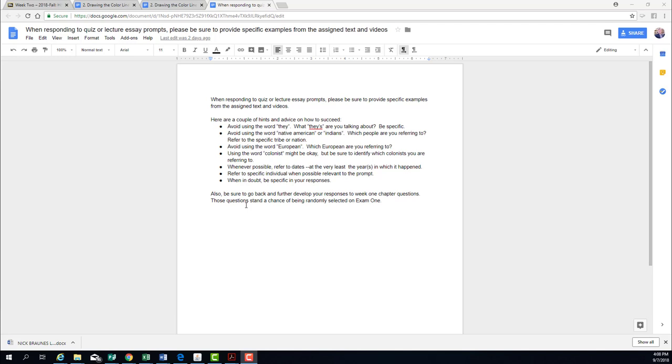So avoid using the word they. I mean, it's okay if you use the word they, but then specify what they you were talking about. Are you talking about Europeans? Great. Which Europeans? Are you talking about the English? Are you talking about the Spanish? You're talking about English colonists, right? Be very specific. What theys are you talking about? Be specific. So if you haven't noticed, as in anything, you really want to be specific to demonstrate that you are engaged with the material.